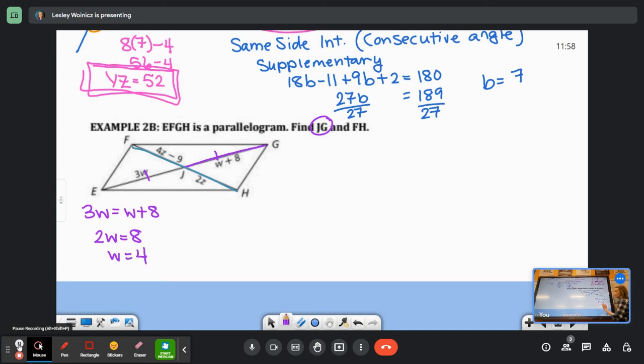Yeah. So glad it's not 7. Okay, so now I just have to plug that in. So I know that JG equals 4 plus 8. I just plugged it in for that W right there. I'm getting 12.